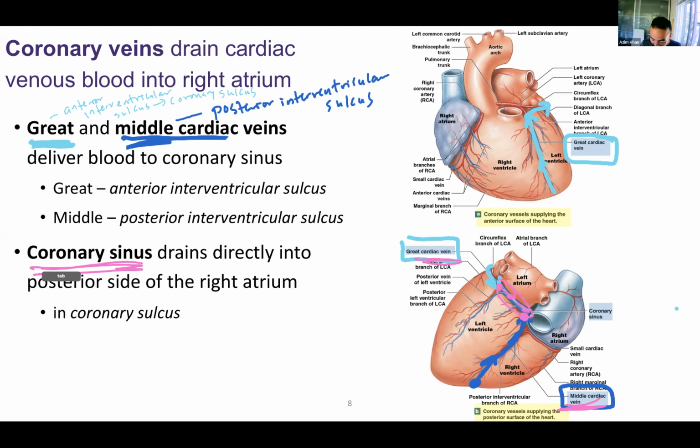Finally, the coronary sinus. I'm going to erase my drawing here on the posterior side so you can see it better. The coronary sinus is this larger blood vessel, larger vein that delivers blood into the right atrium. The coronary sinus drains into the right atrium. You've got the superior vena cava, the inferior vena cava, and the coronary sinus all draining blood into the right atrium. So the coronary sinus is found in the coronary sulcus, draining blood from the coronary circulation into the right atrium.